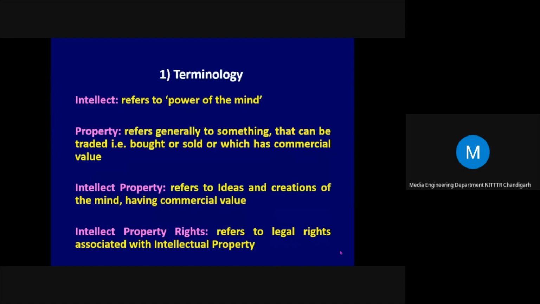So intellectual property is the creation of the mind. Intellectual property refers to the creation, the ideas of the mind, having commercial value. We have to understand one thing. When we add the third word to it, it becomes intellectual property rights. What is IPR? It refers to the legal rights associated with intellectual property. That's it. Why do we need rights? So that somebody else may not set up something to commercially benefit out of it. So there is a legal authority.